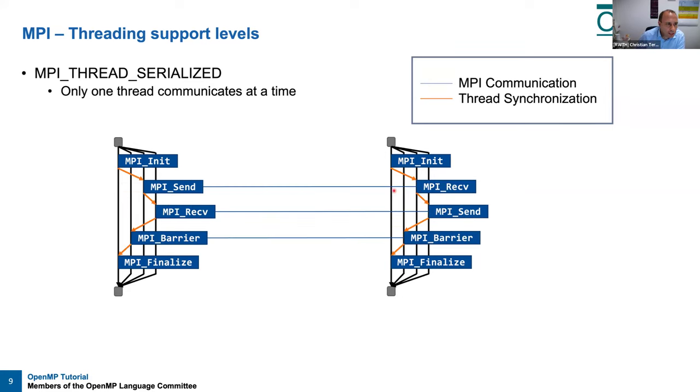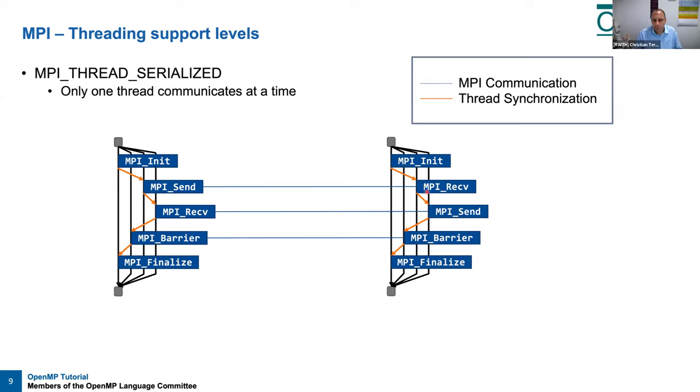Okay, now this is more interesting. MPI thread serialized. This means only one thread communicates at a time, but the thread ID might change from time to time. So now we see those orange bars, and that means we as programmers have to synchronize. If thread 0 calls MPI init and thread 1.2 calls MPI receive later, we have to make sure that init has been completed before we call MPI receive.